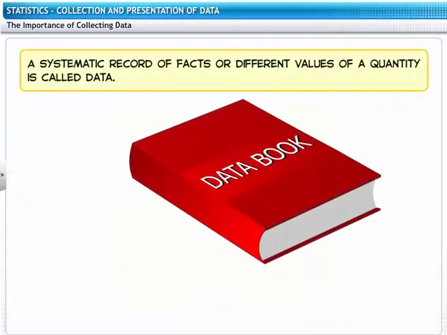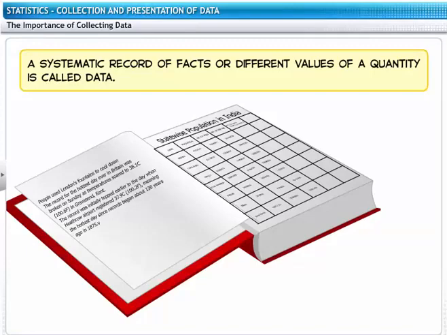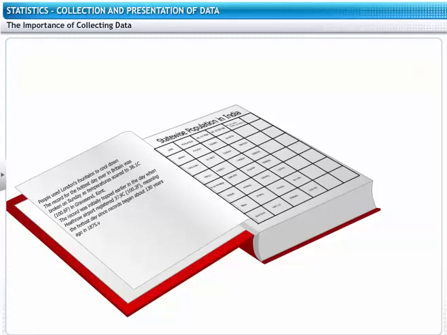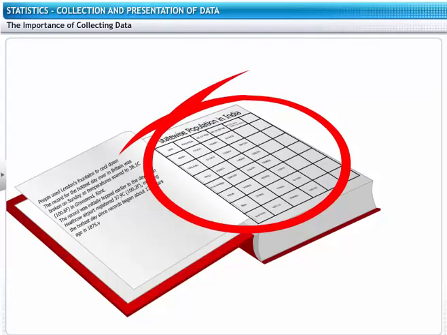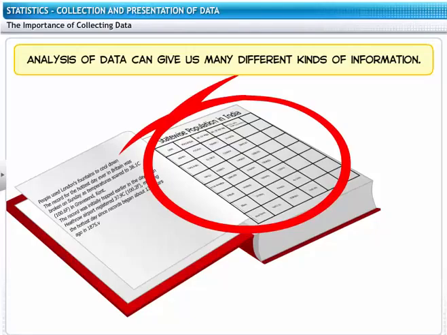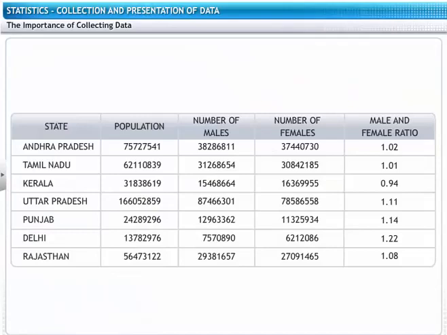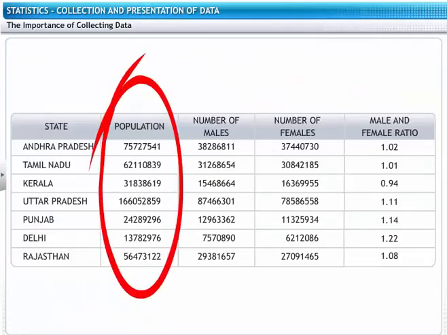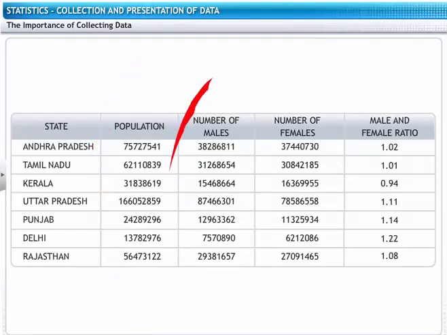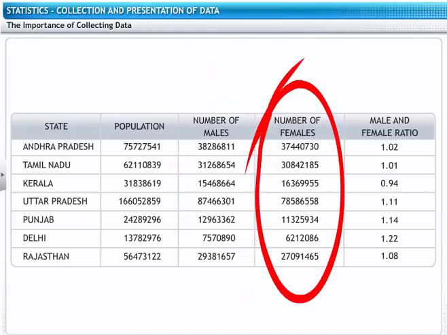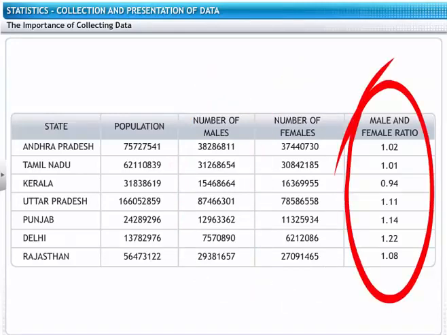A systematic record of facts or different values of a quantity is called data. Such records or data is collected over a period of time and continuously updated. Data is collected with a specific purpose in mind. However, the analysis of data can give us many different kinds of information. For example, data collected in a population survey in a state not only tells us about the total population of the state, but also the number of male and female residents and the male-to-female ratio in that state.